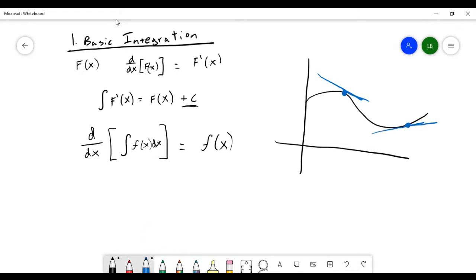The integral also means something geometrically, except instead of giving us the slope, it gives us the area under the curve. So if we wanted to take the integral here from 0, we would integrate over this region. The integral would be this whole area here, like that. And we would write that as the integral from 0 to a of our function.